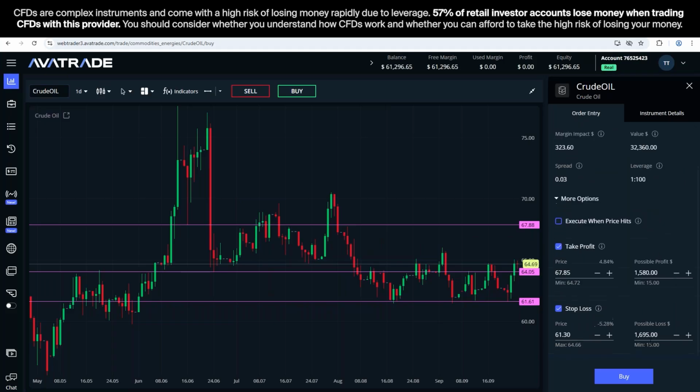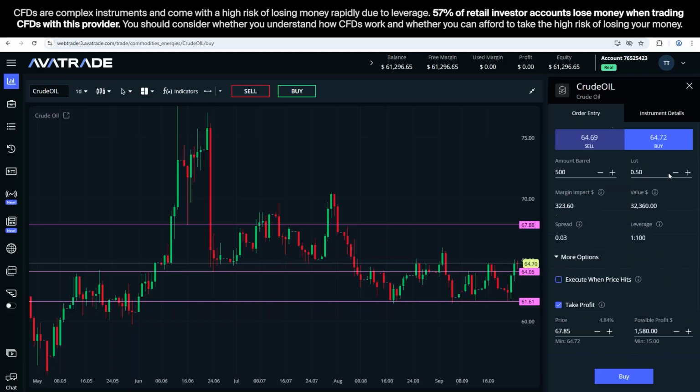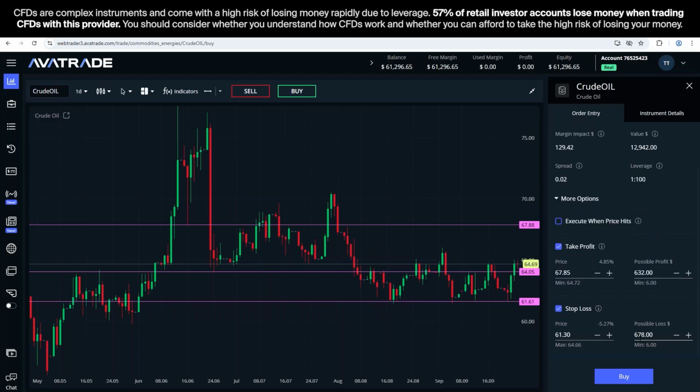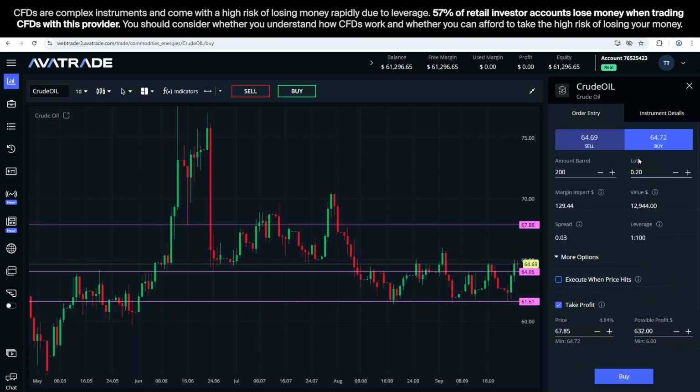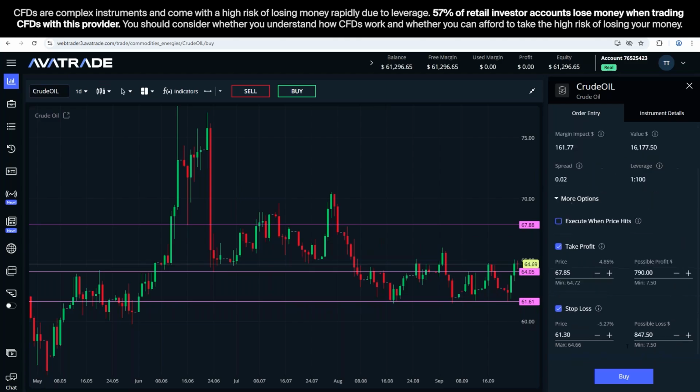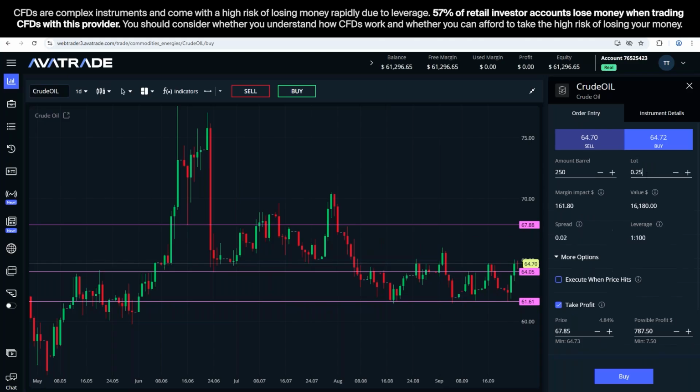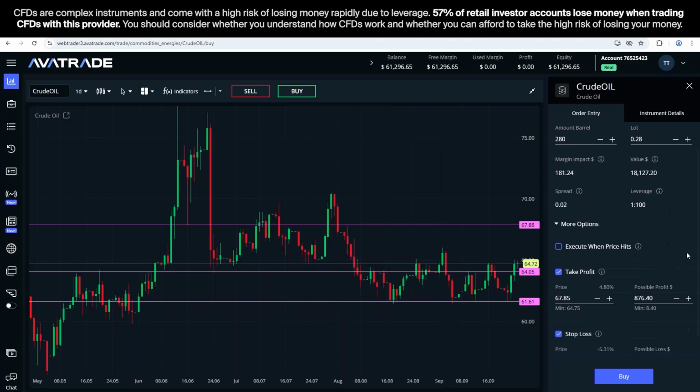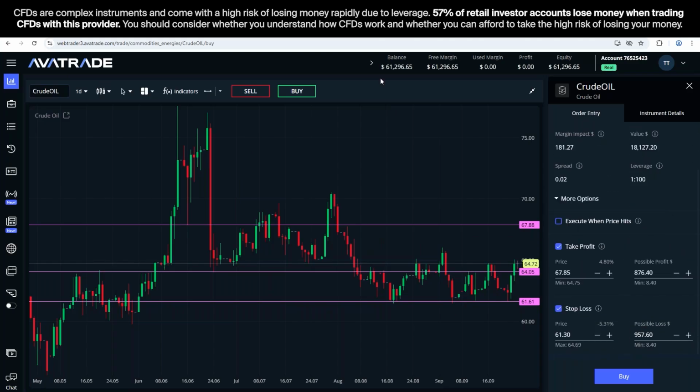Now with half a lot, I'm risking a bit more than that. So if I go to 0.2, now I'm risking just over 1%. And maybe I go 0.25, and I'm getting closer to 1.5% or so risk on the trade. And maybe I'm comfortable right about there, around 1.5. 1% is like 612, 613. And so this is about 1.5% risk to go after almost 1.5% profit, a little less than that.